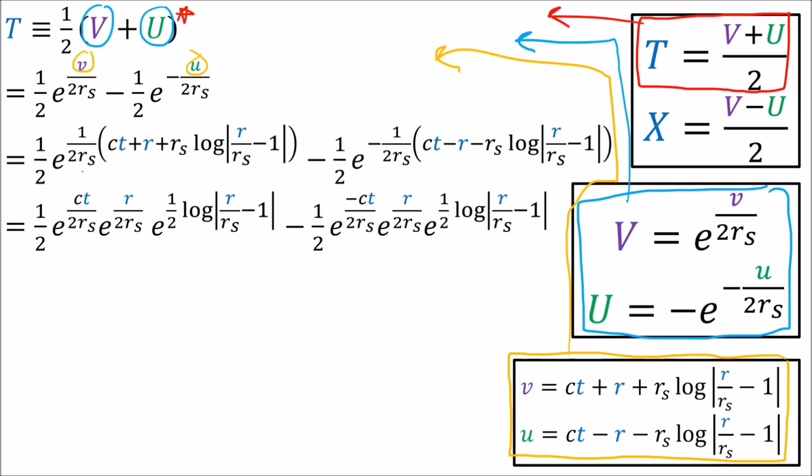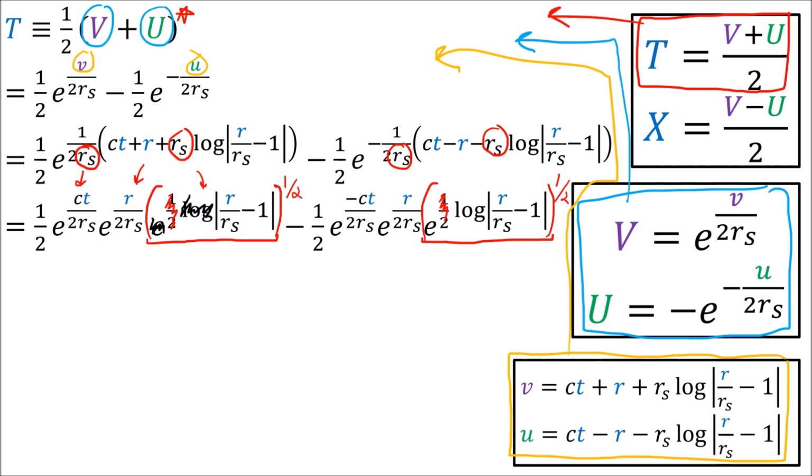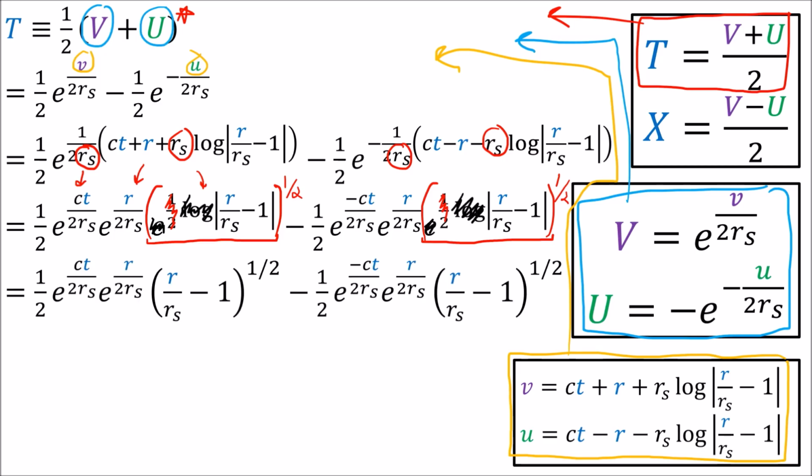Using exponent rules, we can rewrite exponentials of sums to products of exponentials. Note that this rs in front of the log is cancelled by this outer rs. The exponential of a product can be rewritten as repeated exponentiation, so we can put a power of 1/2 up here. Then, since e and log are inverse functions, they cancel, and we just get r over rs minus 1 to the power of 1/2, which is the same thing as a square root.